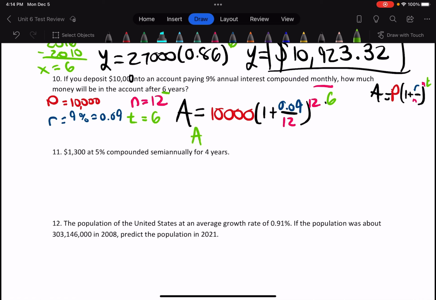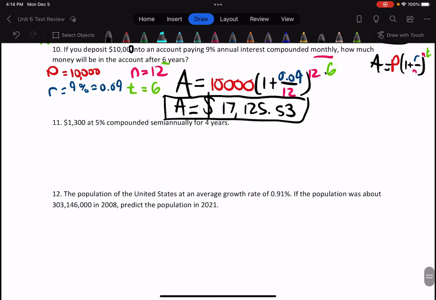So after the 6 years, my account is going to have an amount of $17,125.53. It did say 0.527. We're dealing with money, so we're going to round to 2 decimal places.